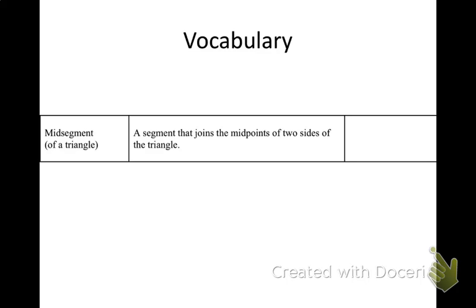Vocabulary, just as we said, a mid-segment of a triangle is a segment that joins the midpoints of two sides of a triangle. So it's a line that joins the midpoints. So if I give you a triangle here, a mid-segment would be something like that right there, where it cuts the triangle essentially in half, going from midpoint to midpoint.